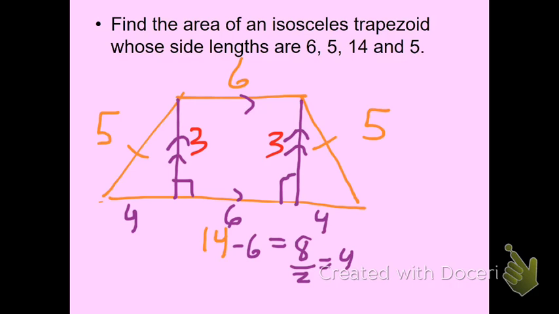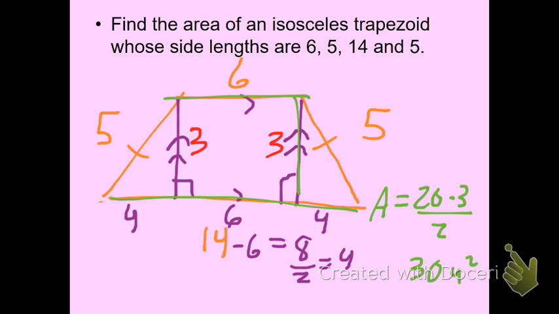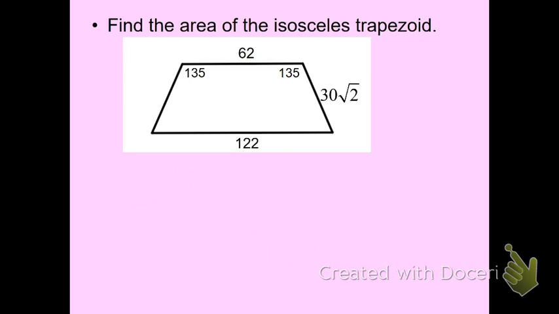And now to find the area, we're just going to do the sum of the bases, which is 6 plus 14, so 20, times the height, which is 3, and then divide it by 2. So that's going to come out to 30 square units. I lied. There's one more trapezoid problem here.